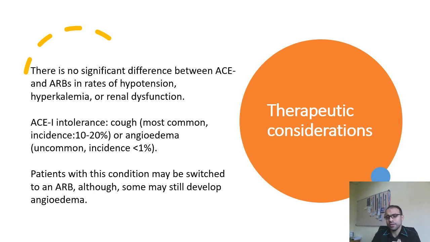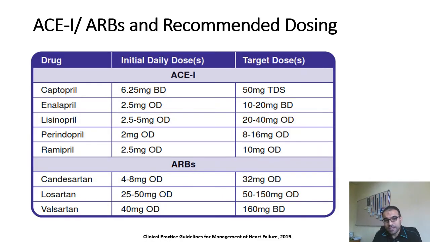But one also important point is that the ARB class is not at 0% for cough or angioedema, and actually the incidence differs between different agents. So even for the safety profile, you can still investigate the incidence of this side effect with individual ARB agents before choosing the agent to switch to. Here is a table of the available ACE inhibitor and ARB agents with their initial dosing and target dosing.